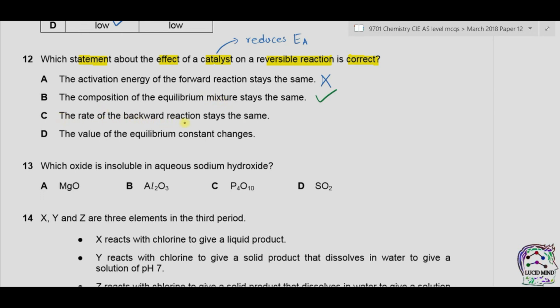C. The rate of backward reaction stays the same. Again, this is incorrect because the rate of the backward reaction also becomes fast as the rate of the forward reaction becomes fast by the presence of a catalyst. D. The value of the equilibrium constant changes. This is also incorrect because the equilibrium constant is only affected by temperature. It is not affected by anything else. The correct answer is therefore B.